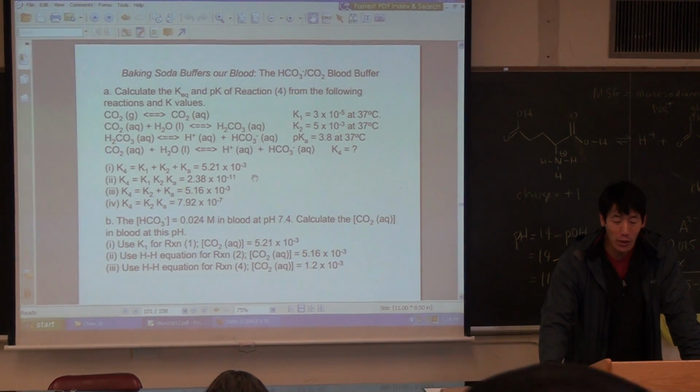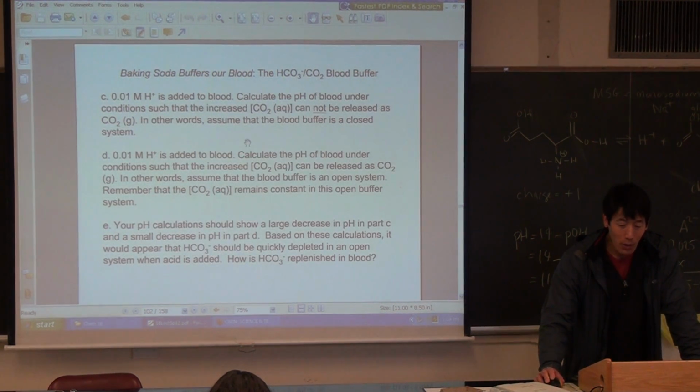Here are the equilibrium reactions involved. Note that the equilibrium reactions in our blood can involve several equilibrium reactions. So we'll look at these equilibrium reactions on Tuesday in class. And then we'll see that in this blood buffer system, it's actually an open system rather than a closed system. And it's very important that it's an open system. We'll find out why next Tuesday.